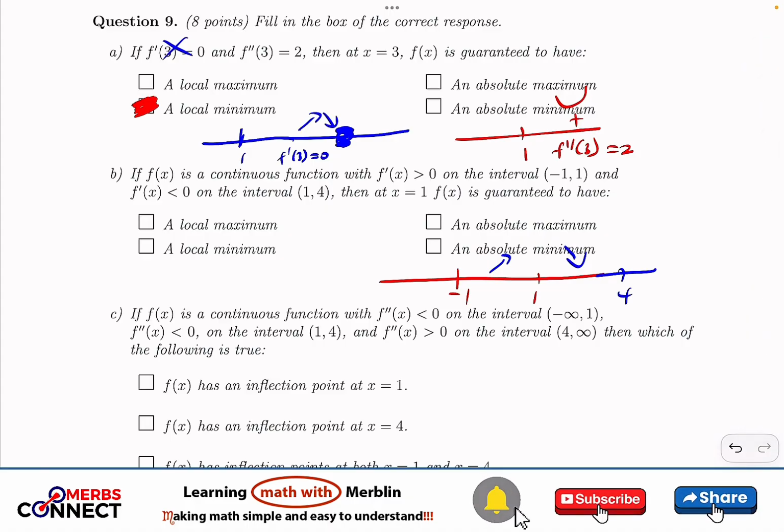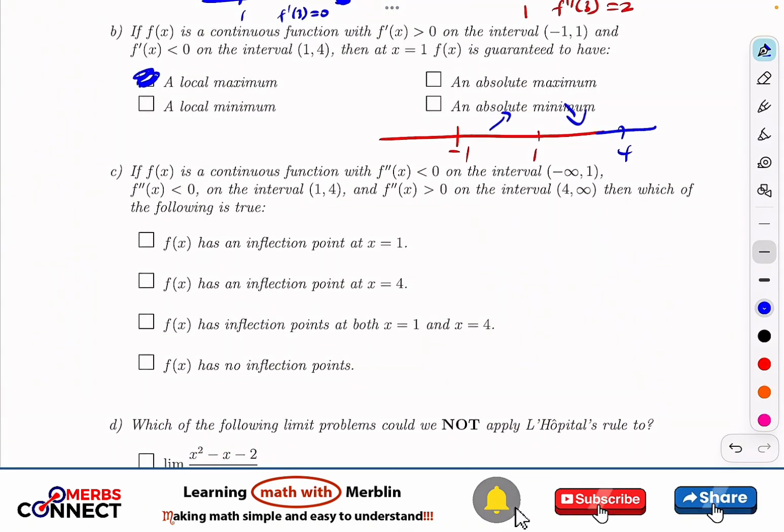And then the question is saying that at 1, f of x is guaranteed to be what? So at 1, what is happening here? We have this, we have this. So we have a local maximum, right? So we can choose our local maximum here. Good. So here the diagrams, the sign chart, helps.